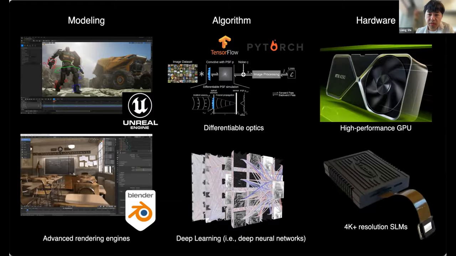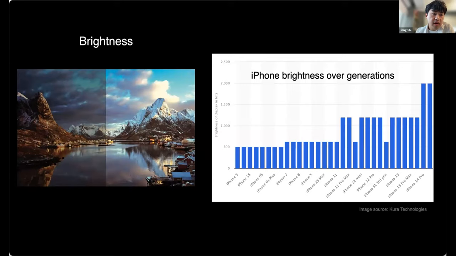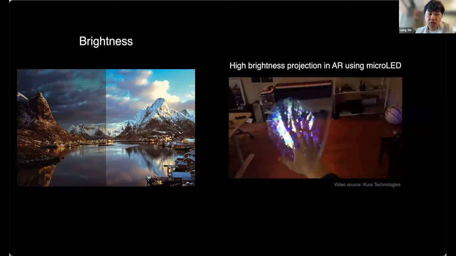Taking advantage of these breakthroughs, we direct our attention to two relatively underexplored but equally important aspects of holographic displays, brightness and ergonomics. Let's talk about brightness first. High brightness display has become a key selling point for cell phones and monitors recently. For example, iPhone's brightness has gone up from 500 nits in its first generation to 2000 nits in its latest 14th generation. For AR/VR applications, high display brightness is particularly important for the content to be visible under natural sunlight or to appear realistic in fully immersive environments.